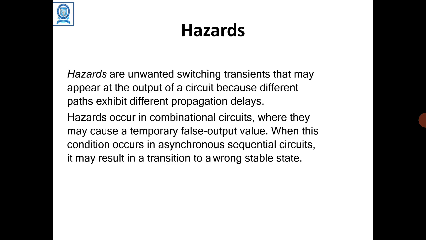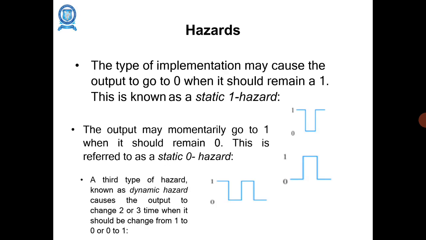Those circuit transitions can cause some unwanted or undesirable effect inside the circuit. Because of this effect, the paths can exhibit some propagation delays. So, due to this propagation delay, the circuit's operation gets delayed. Hazards occur in a combinational circuit, where they may cause a temporary false output value. That false value is temporary. Afterwards, it will finally give the correct value. Because of that false output value for a particular duration, there will be some delay in the circuit. This is called a hazard.